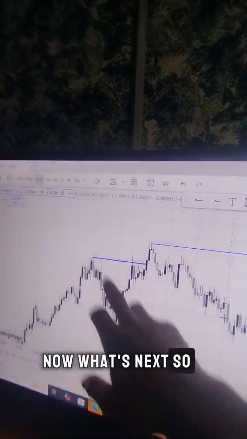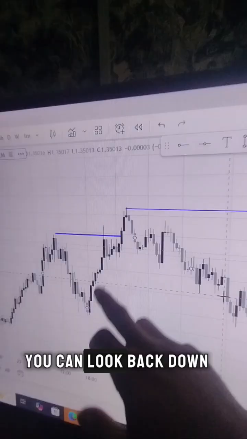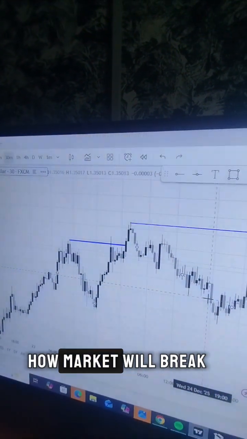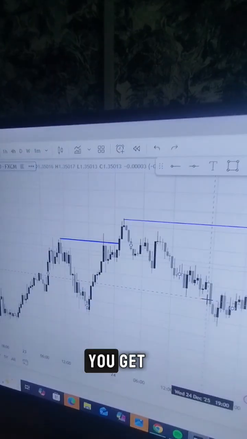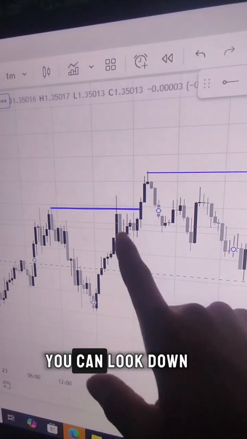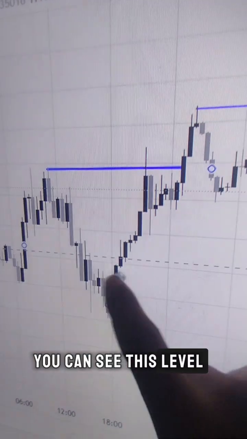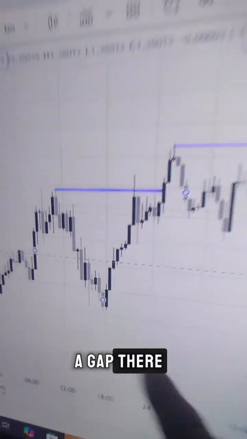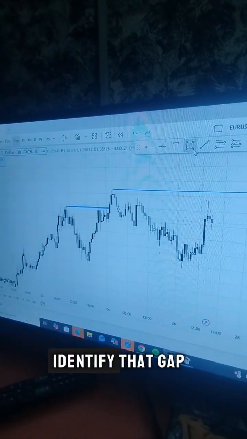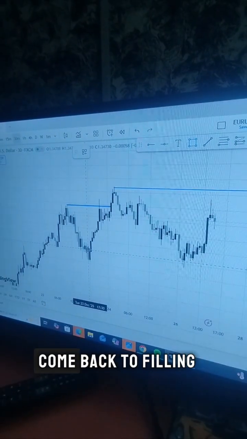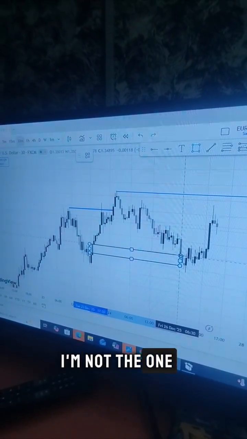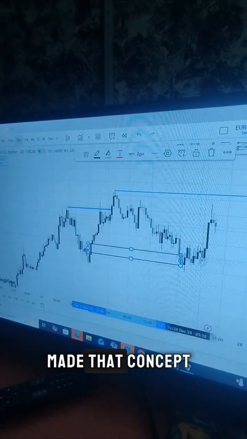Now what's next? After this break of structure, you can look back down, because there is no way the market will break structure without leaving a gap. You can look down before the break of structure. This was the gap. You need to identify that gap, because the market needs to come back to fill in the gap.